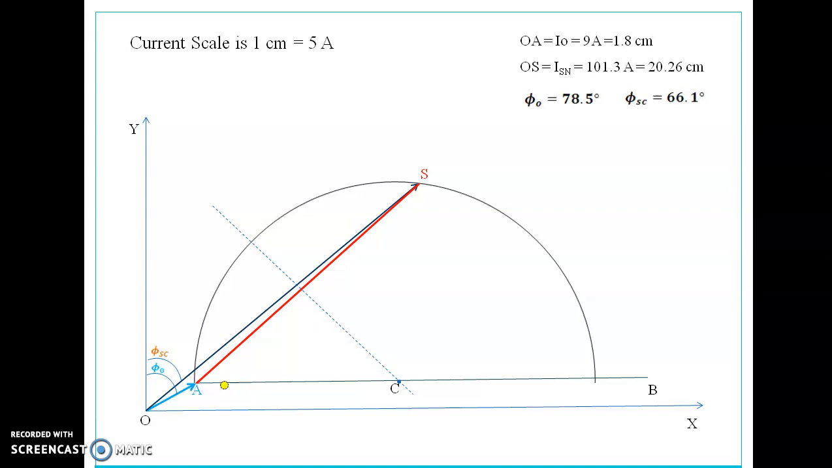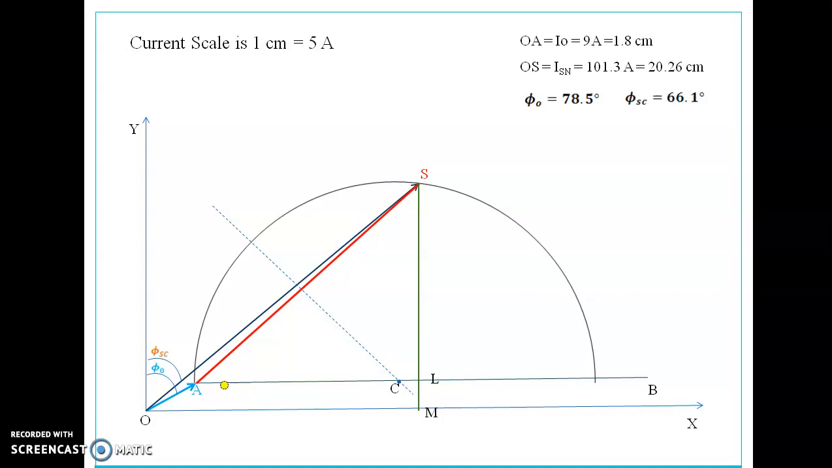Now for the performance prediction. Draw the line SM, which is parallel to OY, which meets AB at point L. Here LM will give you the fixed loads or the constant loads of a three-phase induction motor, and SL will be the total copper losses.